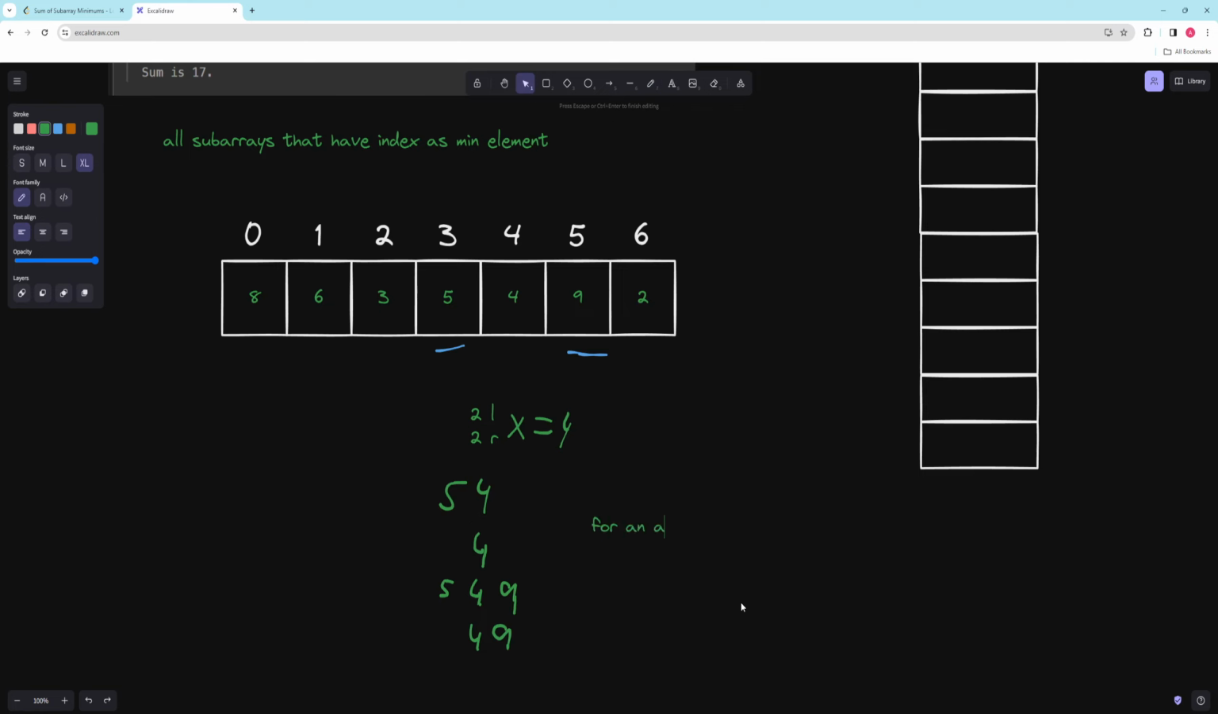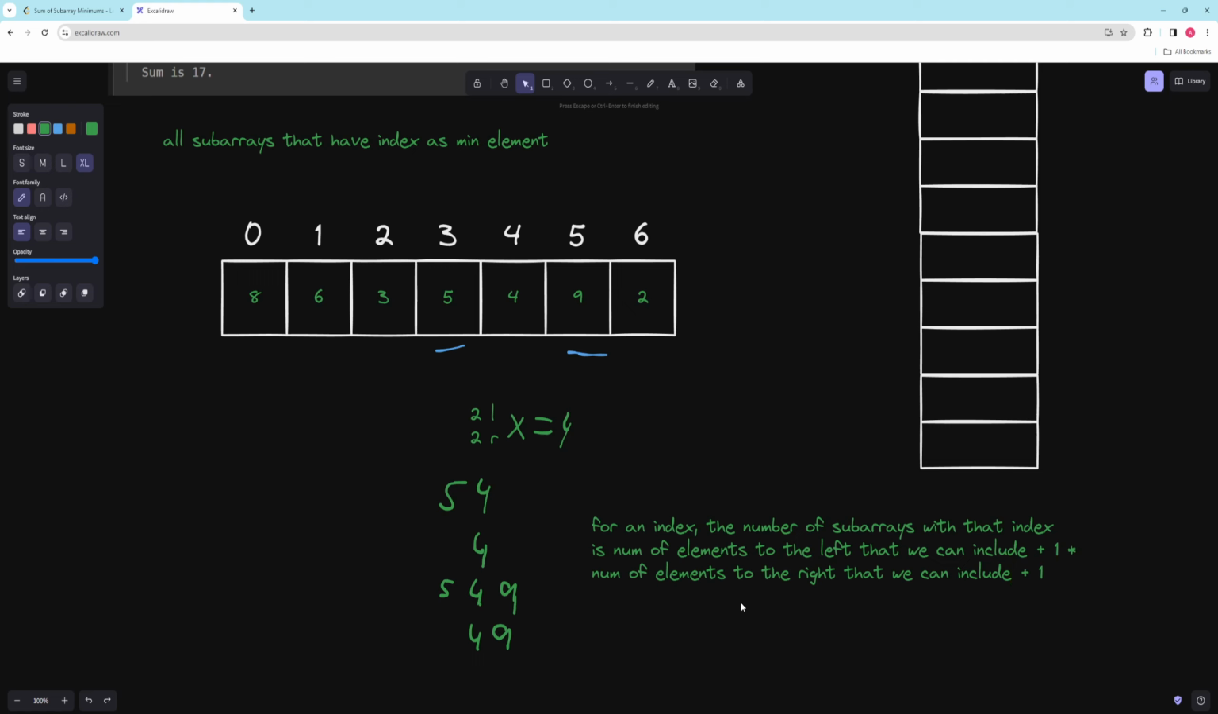So you can see, we can make this general statement. For an index, or for a number, the number of subarrays with that index is the number of elements to the left that we can include plus 1, times the number of elements to the right that we can include plus 1 as well. And this works for any subarray. So we can now quickly do this for any subarray we wanted.